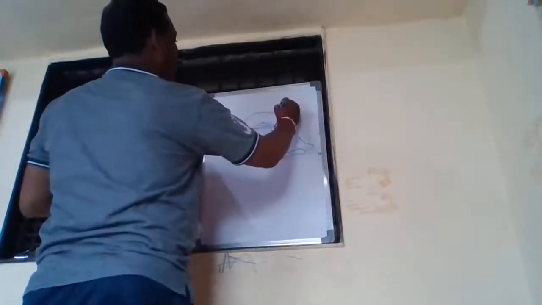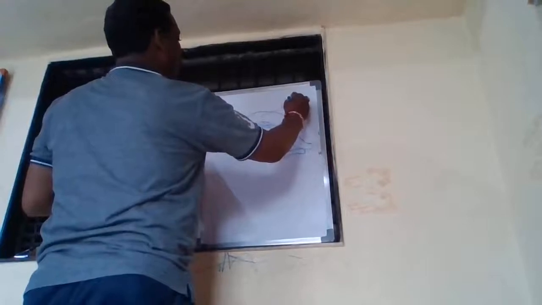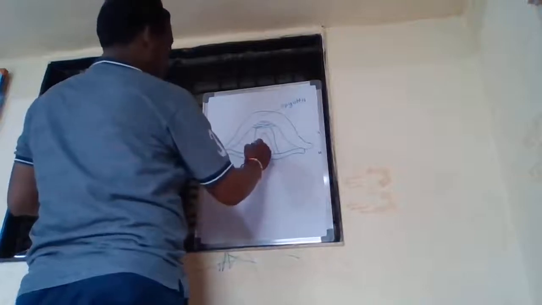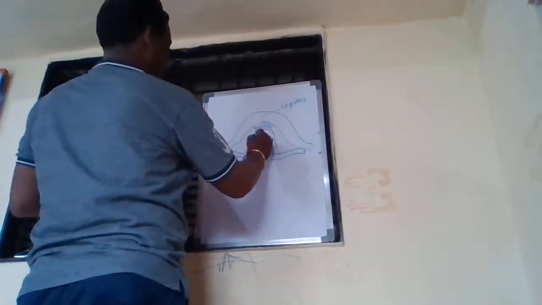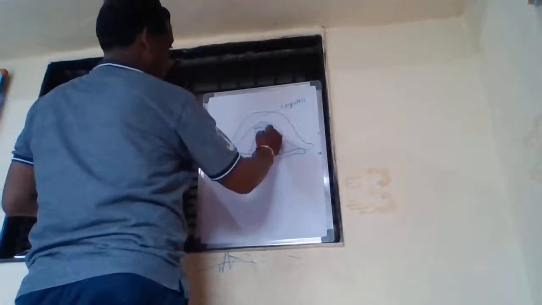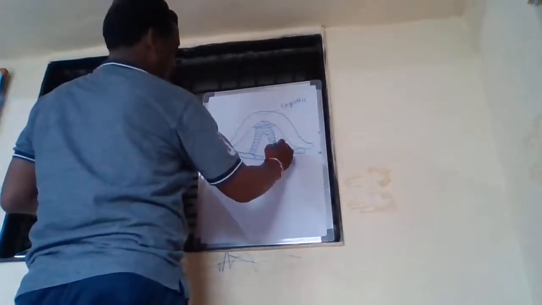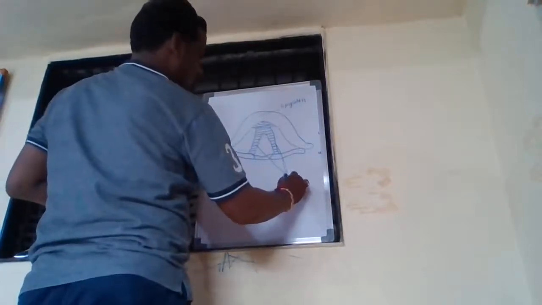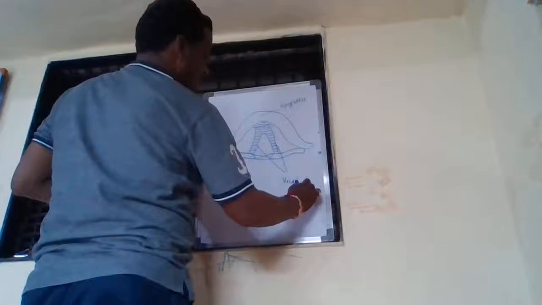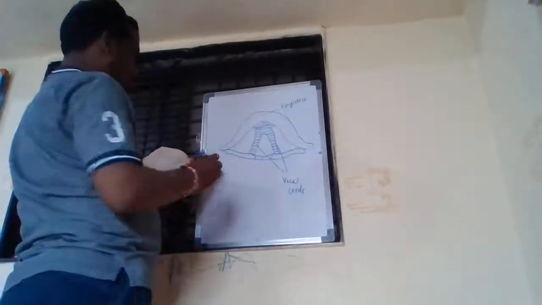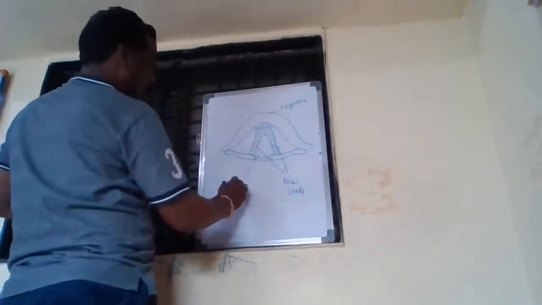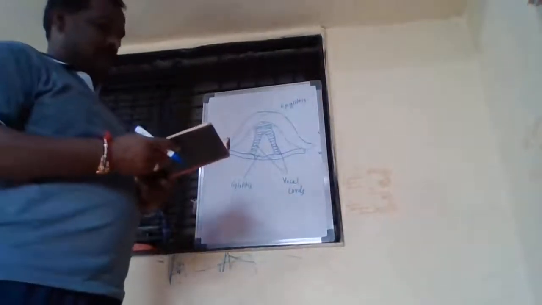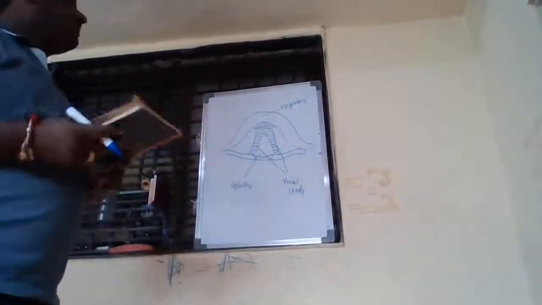The epiglottis. This is called the vocal cord. These are called the vocal cords. And the opening between these two vocal cords is known as the glottis. This is the diagram, the figure of the larynx.